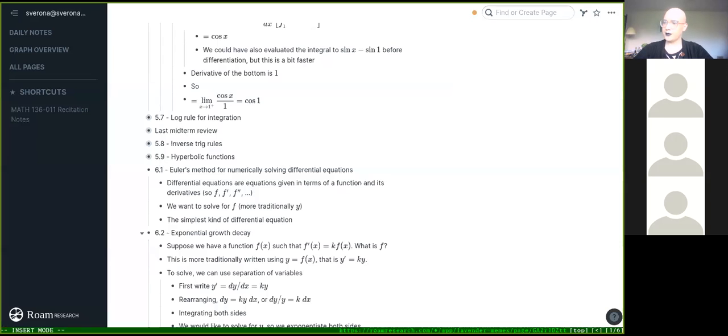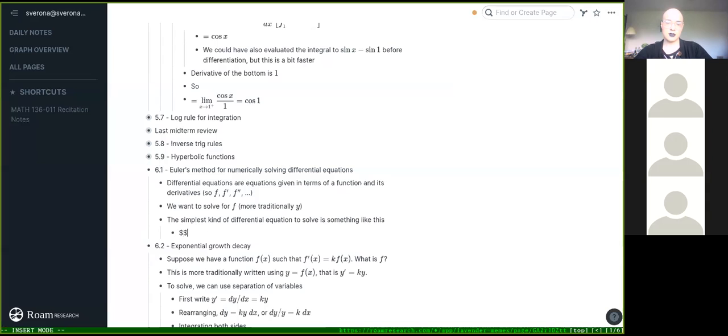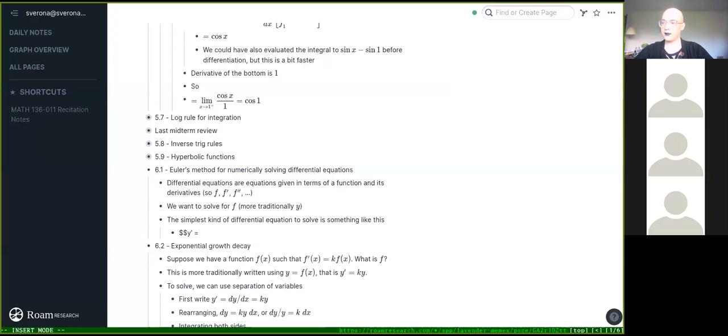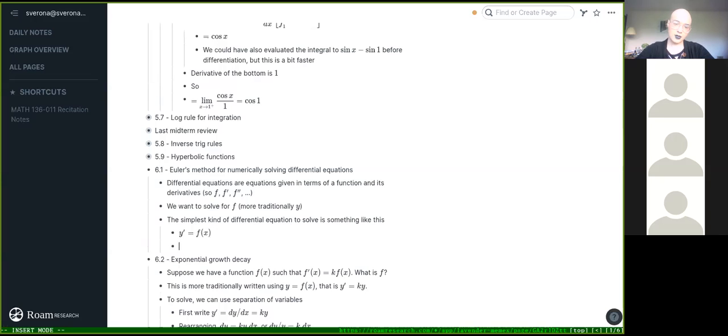So the simplest kind of differential equation to solve is something like this. I'm going to write y prime here, just because that's a little bit easier. So let's see. Let's say I have something like f of x. Okay? So what this is asking me for, I would note the prime here.